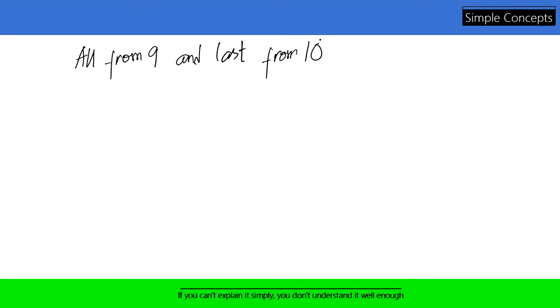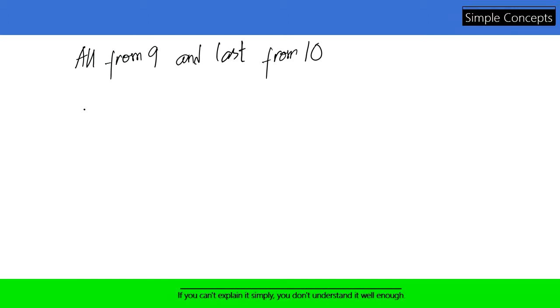Let's get started. As we see here, the technique that we are going to discuss is all from 9 and the last from 10, and this is a technique to do subtraction in an easier way. A lot of times we find numbers which are bigger and we need to do borrowing from the neighboring number, and normally kids always miss borrowing from the neighboring number.